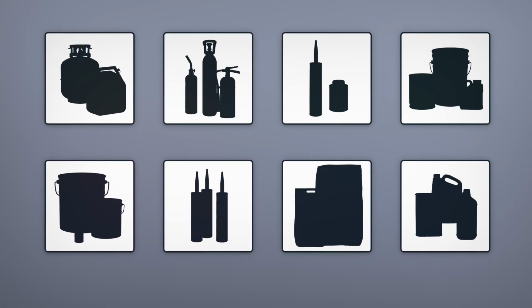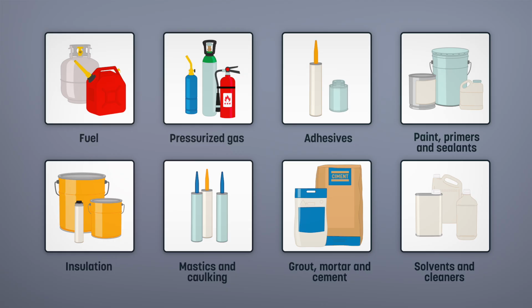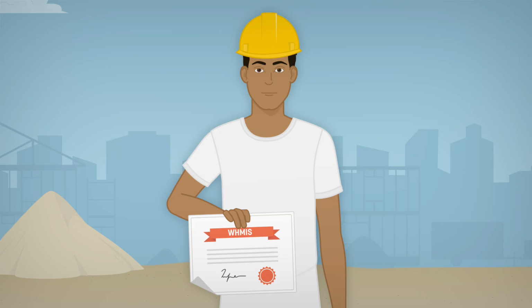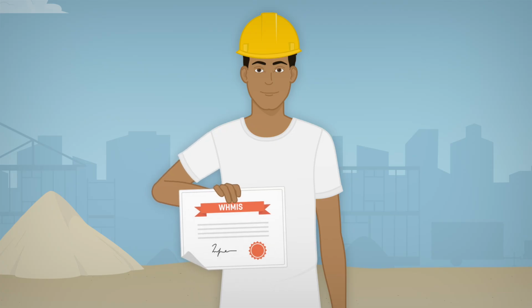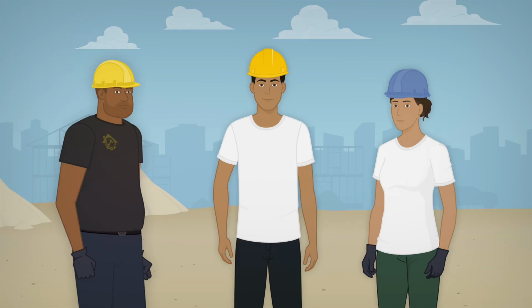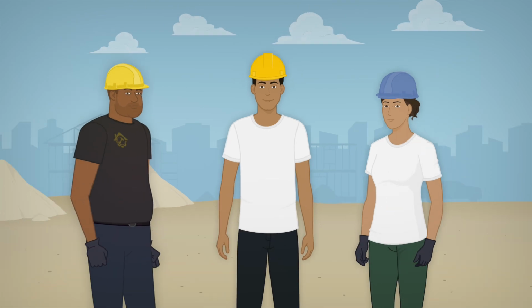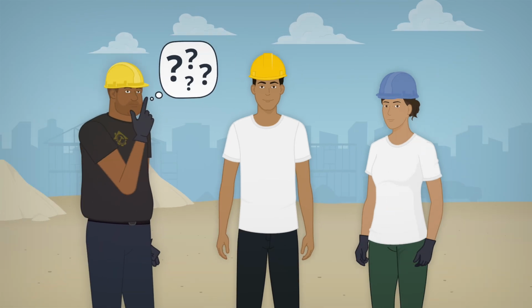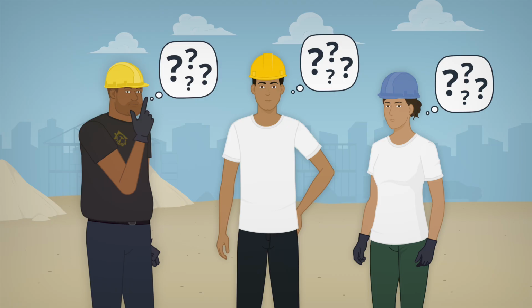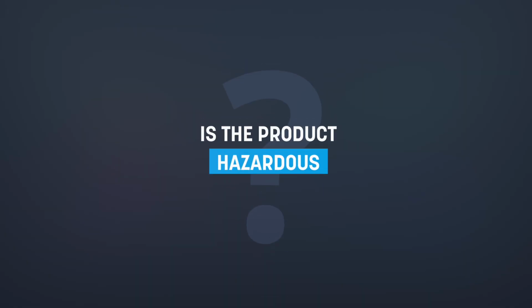Many products used in construction contain hazardous materials, such as pressurized gases, paint, caulking, and cleaners, for example. As a construction worker, you have received training and are already familiar with WHMIS. But to understand the dangers posed by the products you use and to know how to protect yourself, you need to ask yourself a few questions.